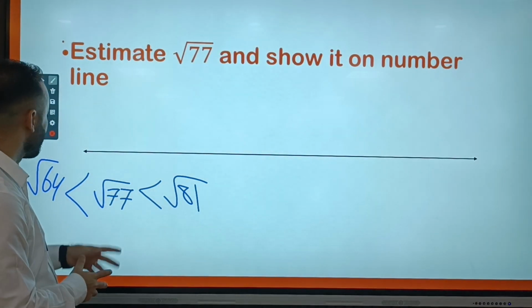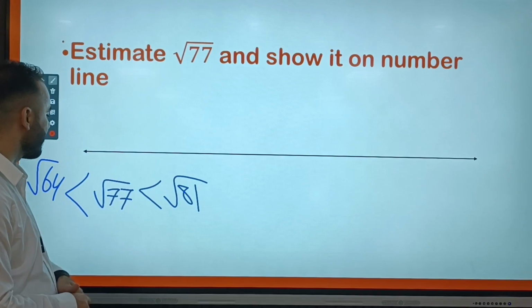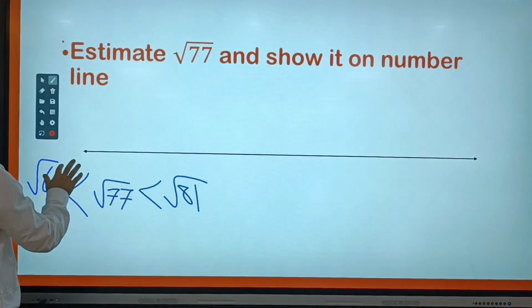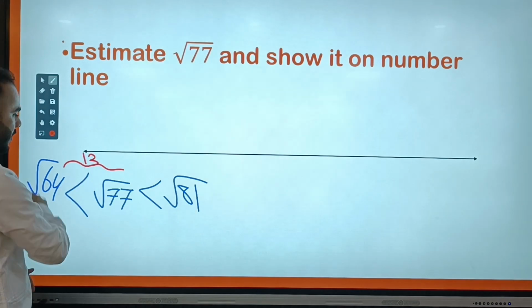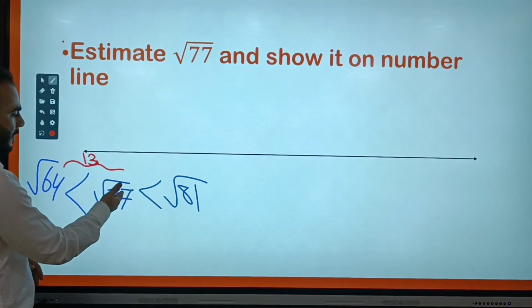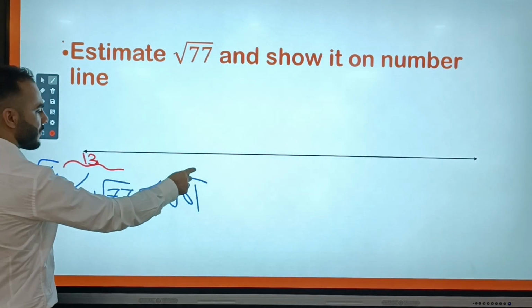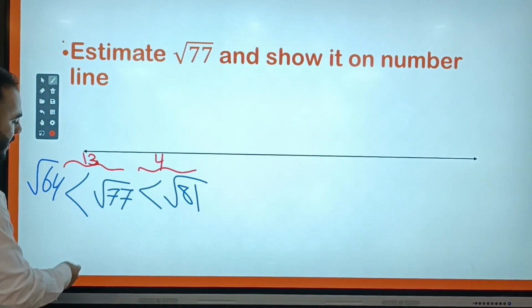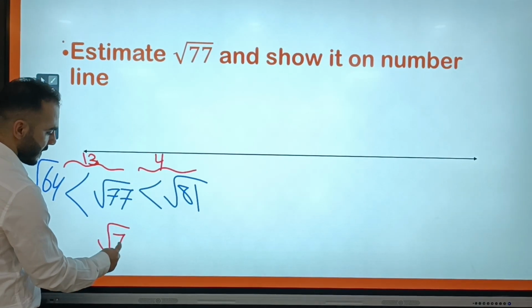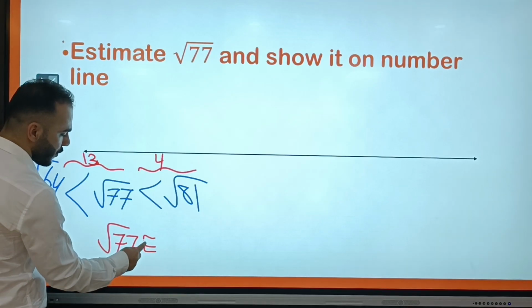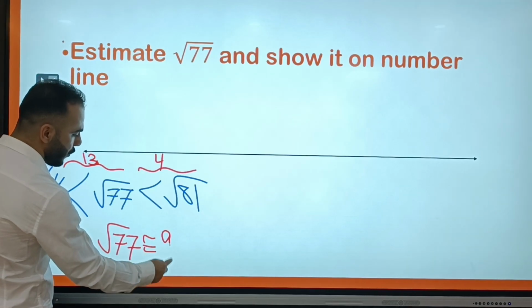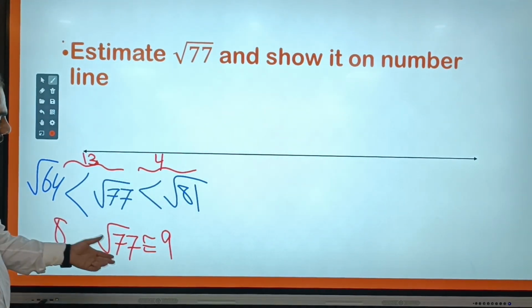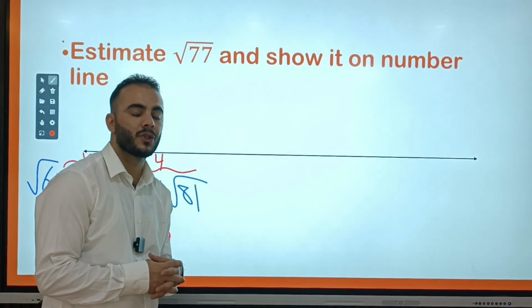So the distance from 64 to 77 is 13 numbers. You can just check it. It's 13 numbers. And from 77 to 81, it's just 4. So which one is shorter? Of course, this one. Therefore, square root of 77 is estimated to 9. So it's between 8 and 9, and we will estimate it to 9 because it's closer to 81.